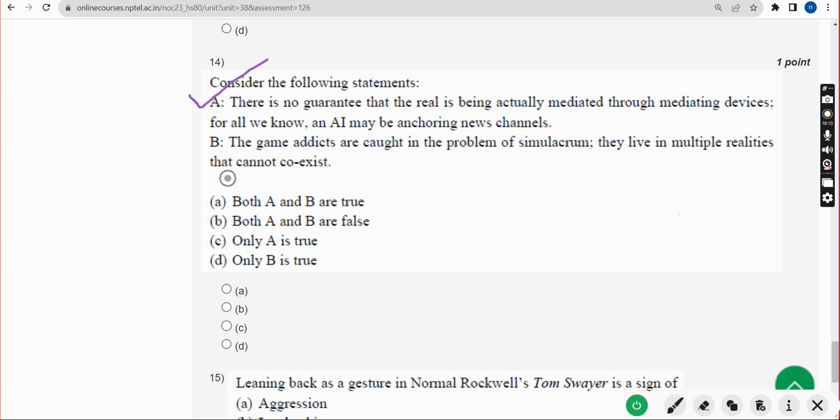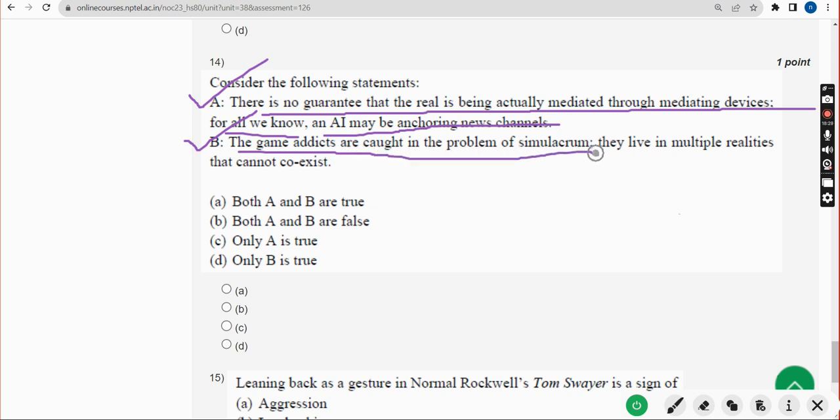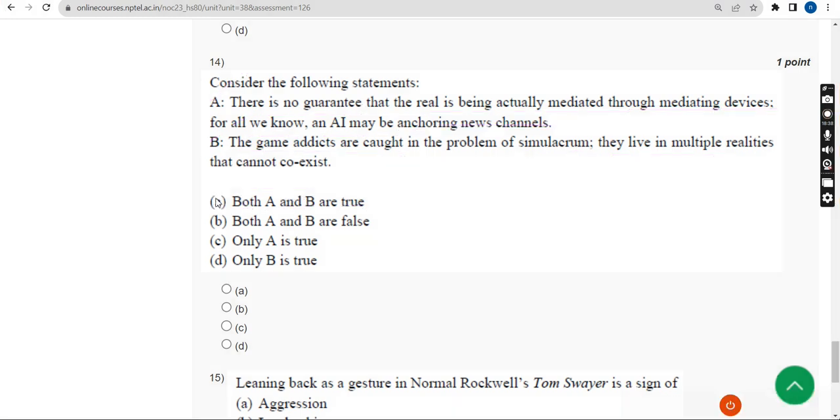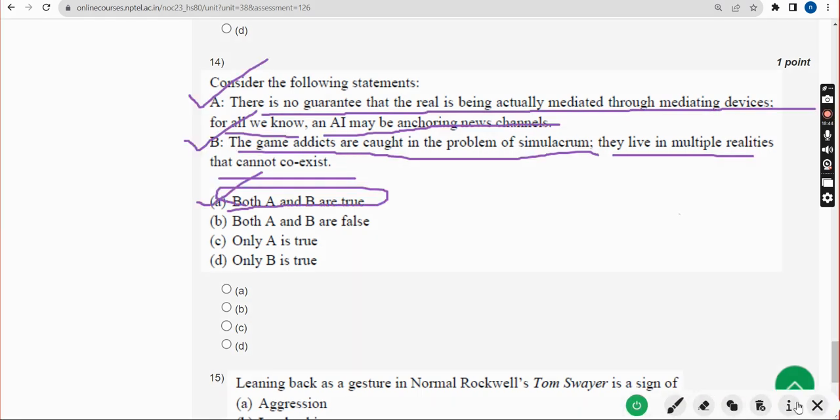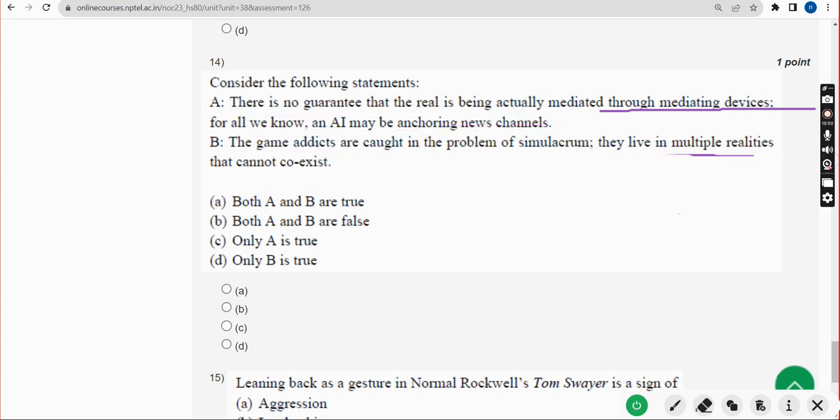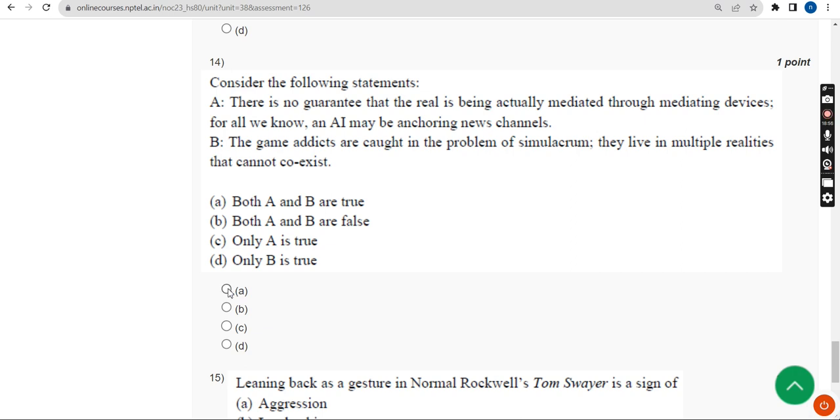I think both of these are probably correct. There is no guarantee that the real is actually being mediated through mediating devices. For all we know, an AI may be anchoring news channels. And the second one: game addicts are caught in the problem of simulacrum. They live in multiple realities that cannot coexist. So I am going with option A: both A and B are true. Once again, these are my probable solutions only, so please use these solutions for reference purposes. I am marking option A.